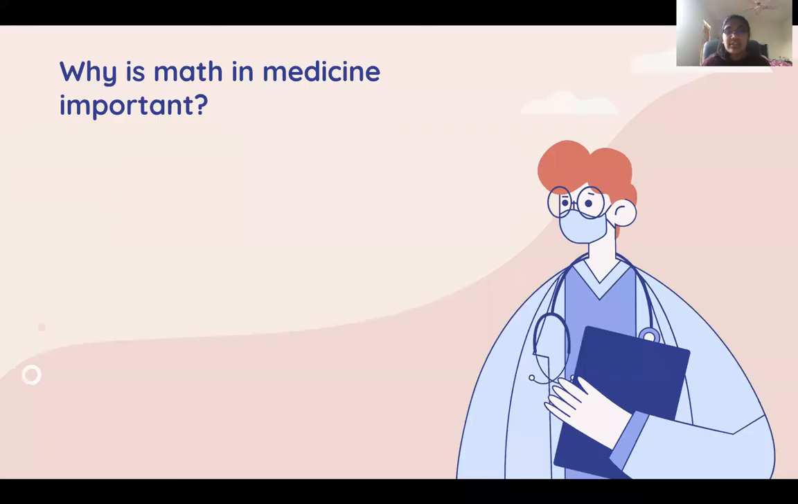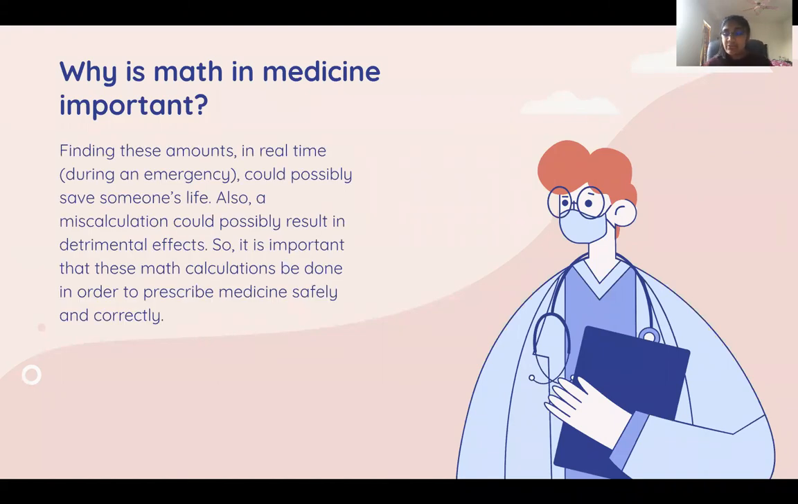So why is all of this important? Why are math and medicine important? Think about this for 2 seconds and we will go over this. Finding the amount of a certain medicine that a certain person needs in real time could possibly save someone's life. Also, a miscalculation in the amount of medicine could possibly result in detrimental effects. So it's important that these math calculations be done in order to prescribe medicine safely and correctly. If you take too much, it could be harmful for you, and if you take too little, it may not be effective.